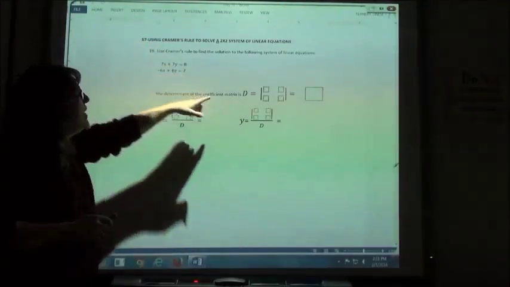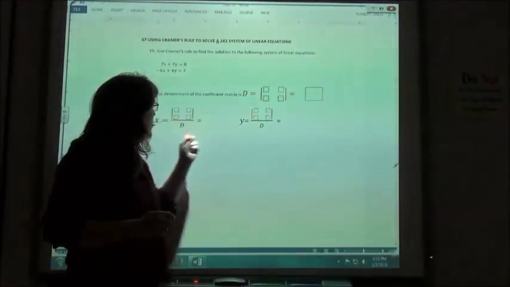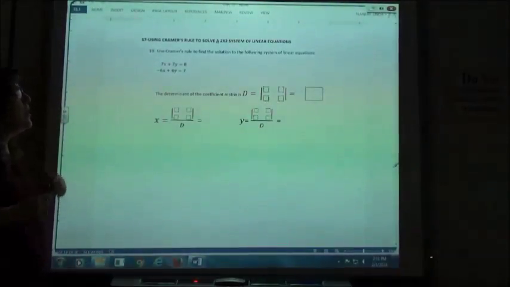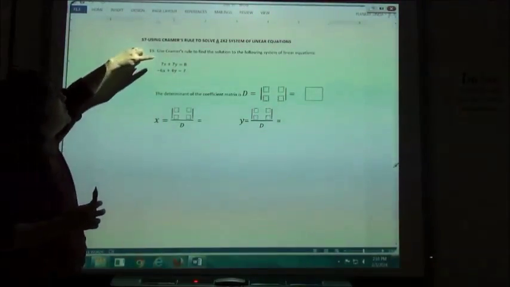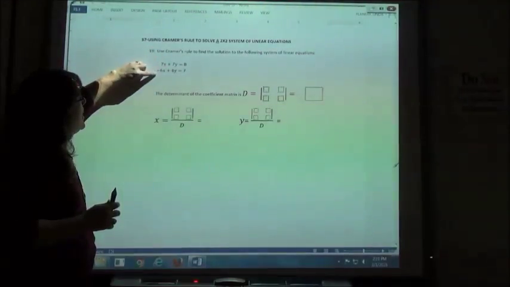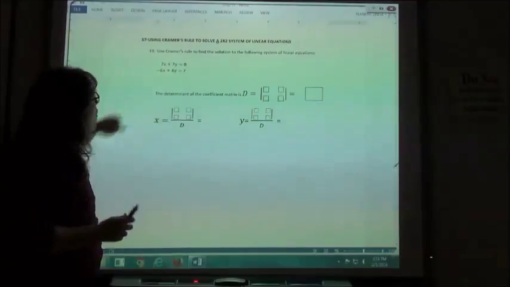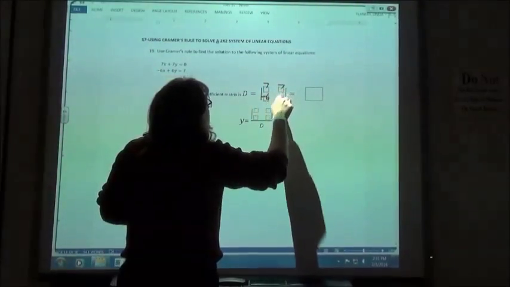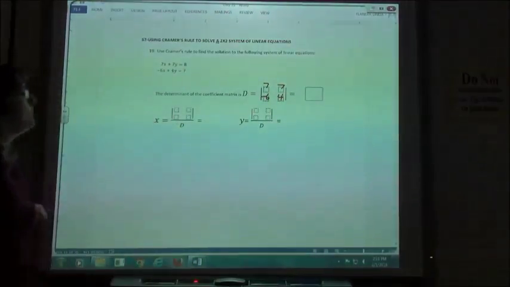The first determinant they just call D. Those values are going to go in the bottom of your fractions on your answers. So determinant D, you're just using the coefficients of your x's and your y's. So 7, negative 6, 7, 4.